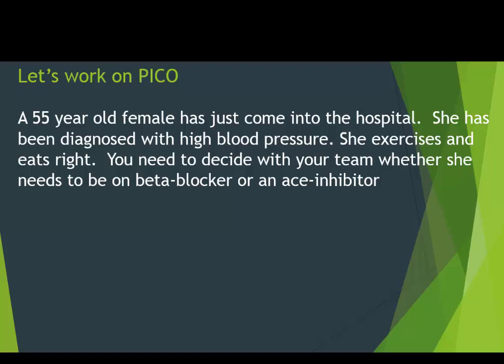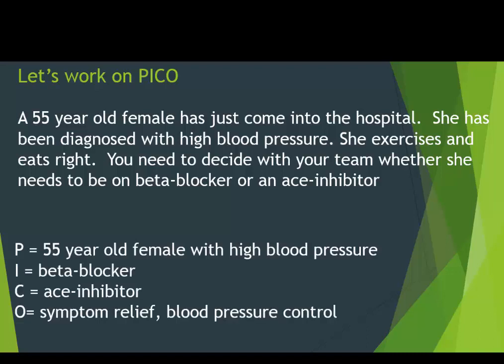The intervention you want to introduce is beta blocker, and you would compare it to ACE inhibitor. The I and C in this situation are interchangeable. O, the outcome, is that you're looking for symptom relief or to keep the blood pressure under control. This is what your PICO would look like.